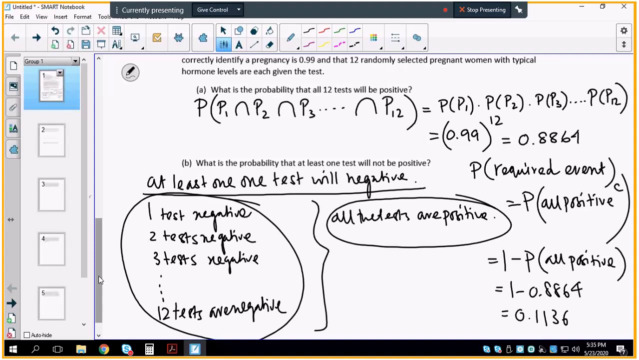So basically, looking at the term at least, it has triggered me to think about the problem in a little different way. I could have done finding the probability of 1 test being negative, 2 tests being negative, 3 tests being negative, and doing all the 12 cases and adding them up. Instead, I thought about, well, what is the other thing that is not covered by saying at least 1 test is negative? The only thing that it did not cover is no test is negative. That means all tests are positive. And I already found the probability in the previous part for all tests are positive. So subtract that probability from 1 and you get your required probability. Answers your question.